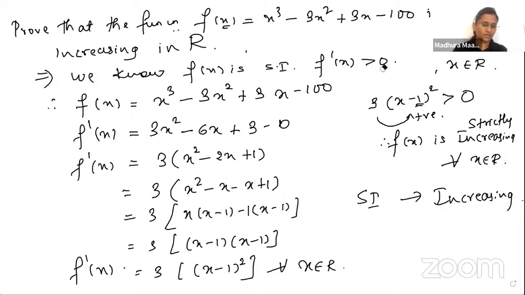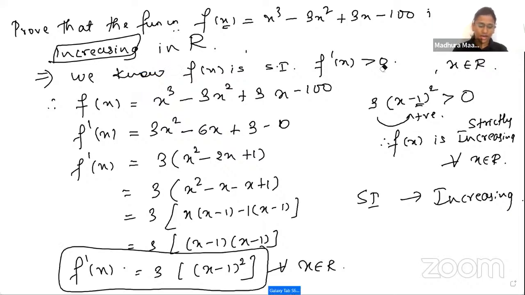That is what they had asked. Therefore, your f of x is increasing. Why is it increasing? Because we got this as f dash of x and this is a square term. A square term is always positive. Positive into 3 will be again positive. Therefore, your f dash is greater than 0. And that's your conclusion. Any doubts?